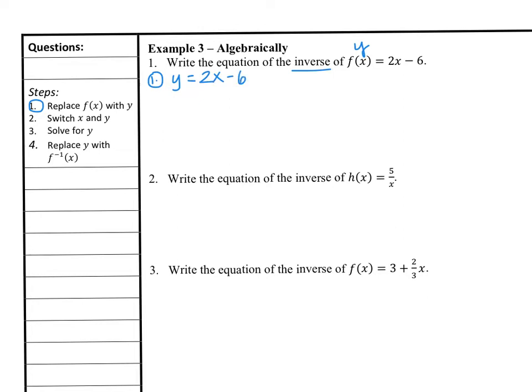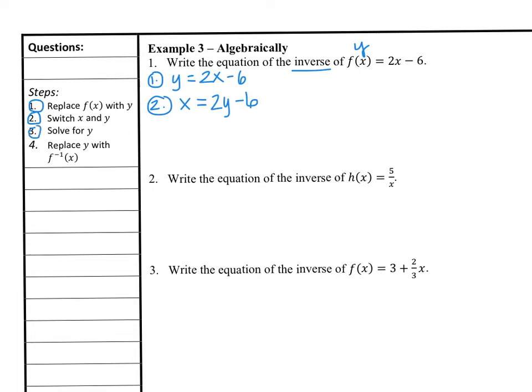Then step 2 is to switch x and y. So step 2 means we're going to rewrite the equation. Wherever there's a y, you're going to put an x, and wherever there's an x, you're going to put a y. So that whole idea of switching x and y's like we did on the front page is exactly what we're doing here. It's just switching the x and y's when finding the inverse. Then step 3 is to solve for y.